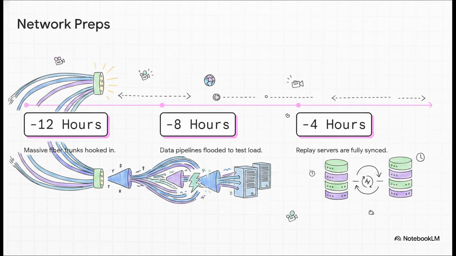And to make this magic happen, a highly coordinated broadcast army actually starts stress testing the architecture hours before the whistle even blows. At T-12 hours, massive fiber trunks are hooked in. By T-8 hours, the team is literally flooding the data pipelines to simulate extreme loads and guarantee absolutely zero packet loss. And 4 hours out, all the replay servers are fully synchronized. They do all this because at this kind of scale, failure simply isn't an option.